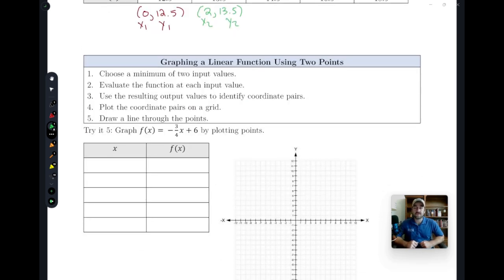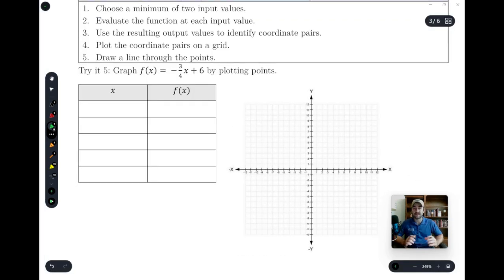So, graphing using 2 points, probably the easiest way to graph, though I think they're all not too bad. We are going to graph a line using 2 points. I give you 5 points here, but you really only need 2, so let's go ahead and get started.